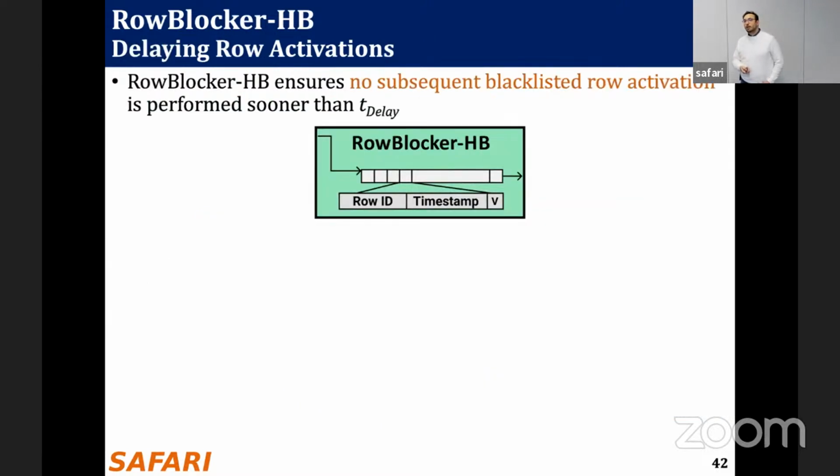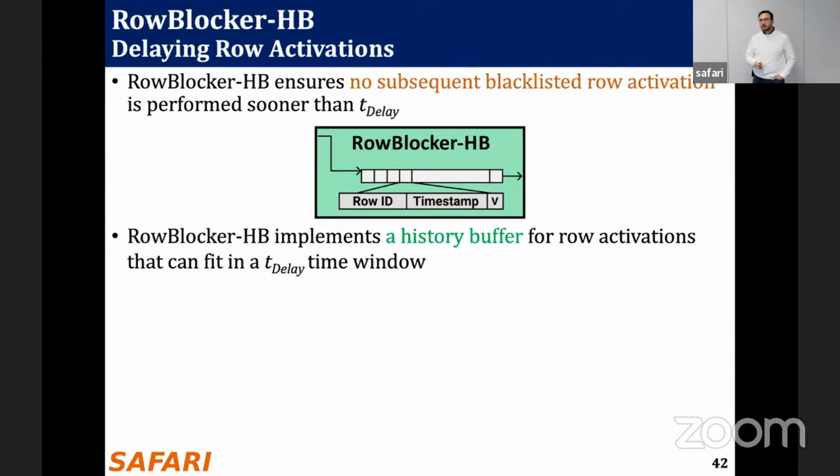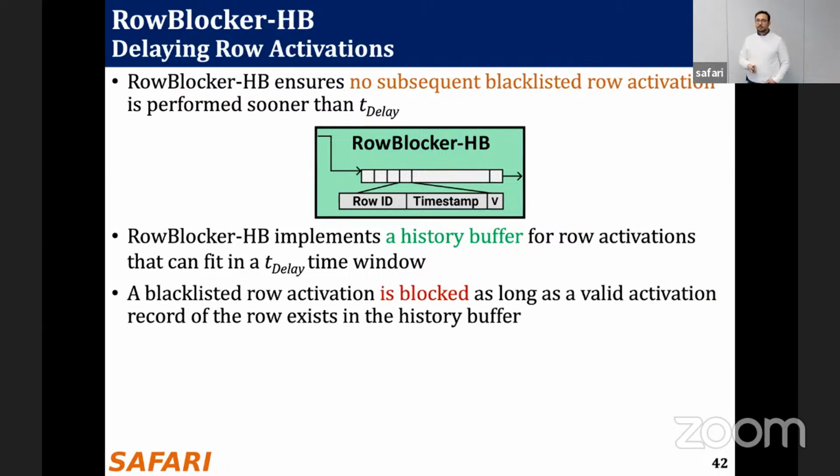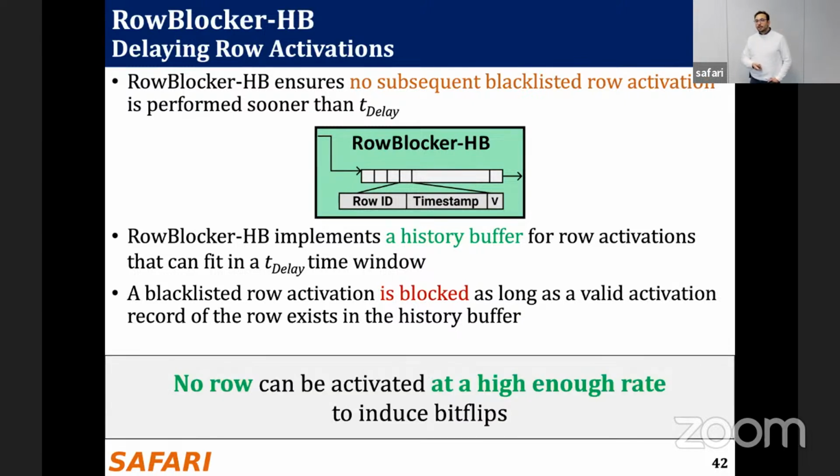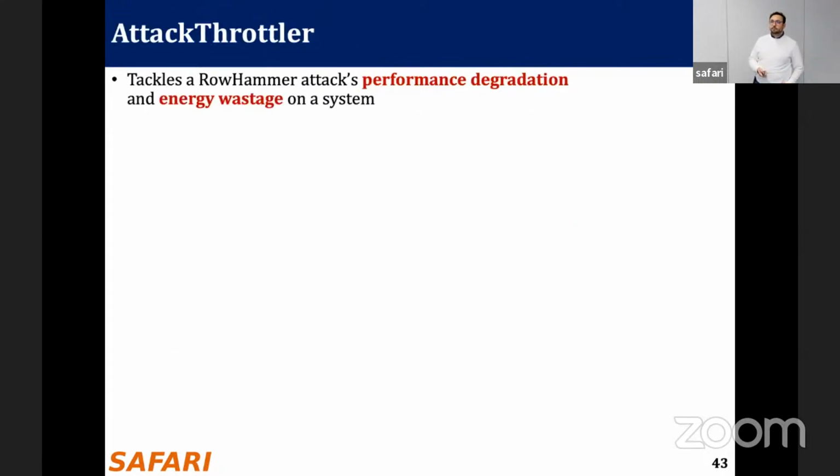So it ensures no subsequent blacklisted row activations are performed sooner than T delay, and it implements a history buffer for row activations that can fit in T delay. This is just like what I explained already. The row activation is blocked as long as we make sure that this T delay has passed between two activations. As a result, no row can be activated at a high enough rate to induce bit flips.